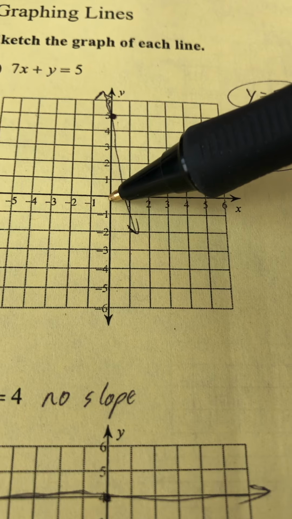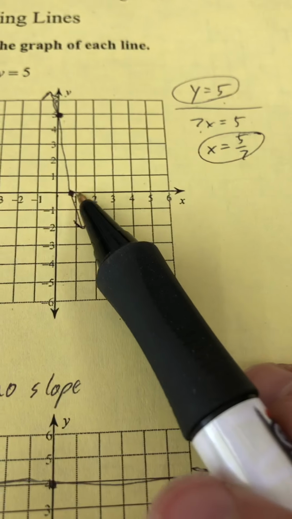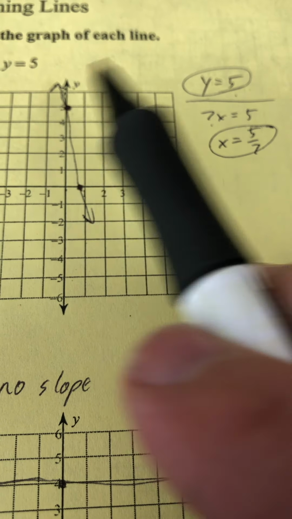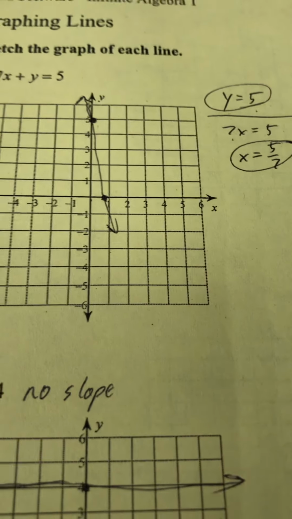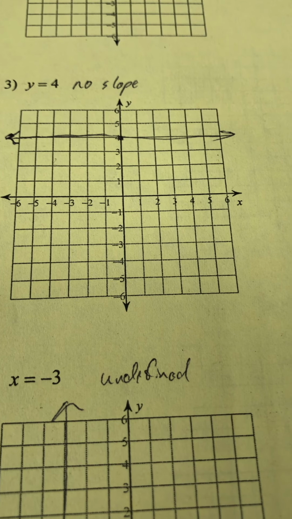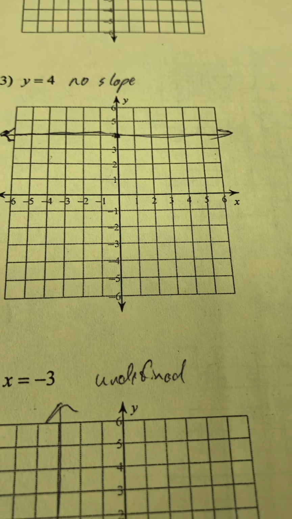So y would be 0, and x is going to be 5/7. When x is 0, y is 5. Okay? I connect those 2 points and make a line. That's all you have to do. Try 2 and 4 on your own. You do have some division to do on 2 and 4.